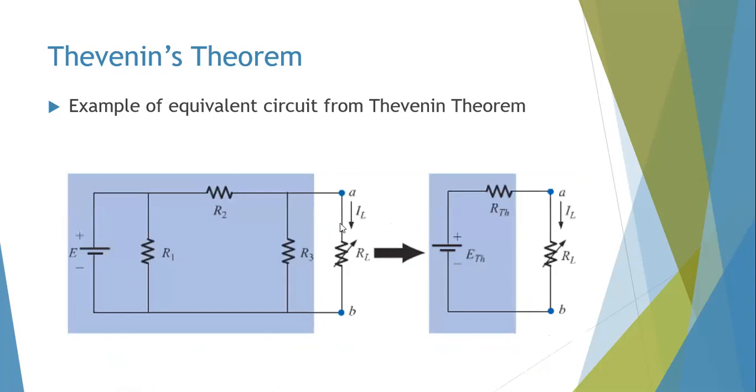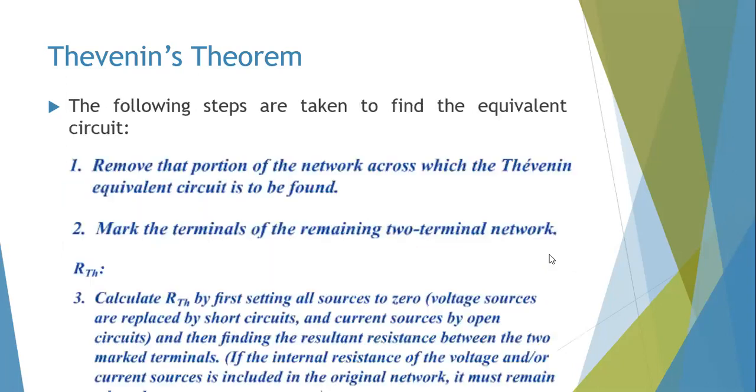Like here, if you want to analyze across A and B, you will have to take out your RL. RL would not appear in the analysis to get RTH and ETH. This is very important. You have to clearly remember this. Whenever you're applying Thevenin's theorem, if you've identified A and B to be your two terminals, then you would take out RL. It would not be in the analysis until the end when you put back ETH and RTH, then you would put RL back. This is what it's saying.